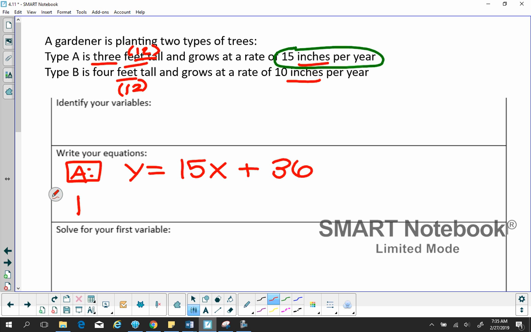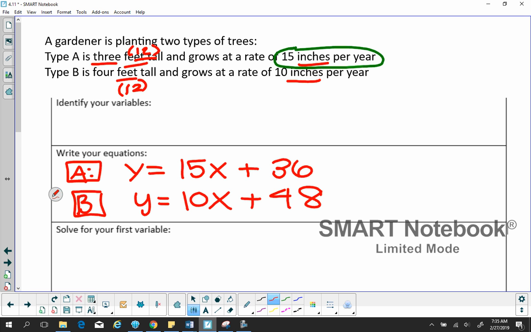Type B, we're going to do the same thing. So it's y equals, and this is growing at a rate of what's increasing each year? How much is it increasing by? 10. And then plus, and what's 12 times 4? 48. So here are my 2 equations in inches.